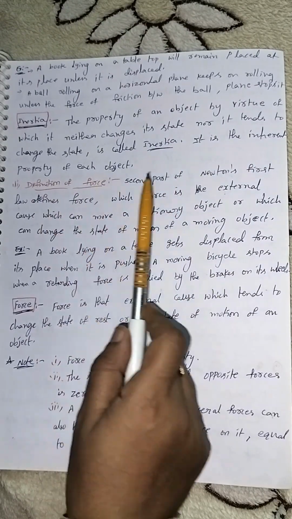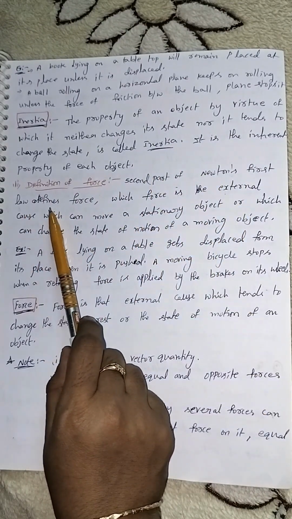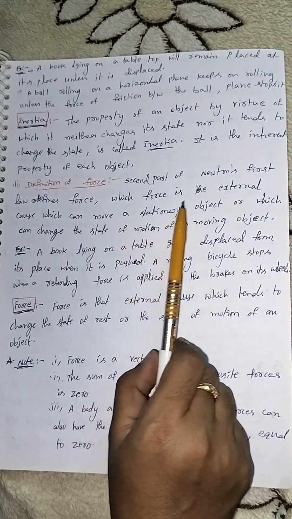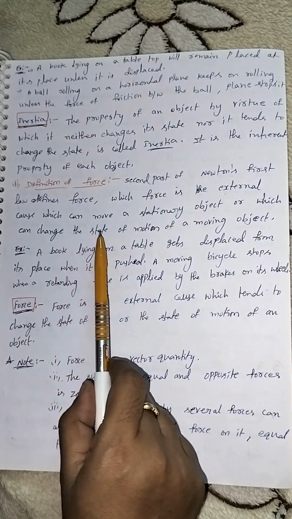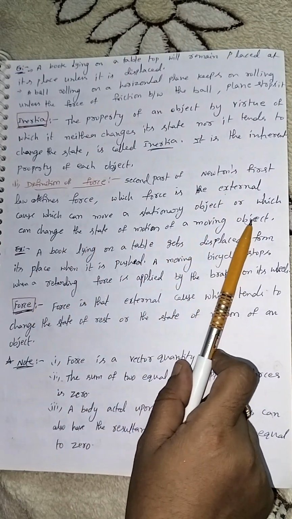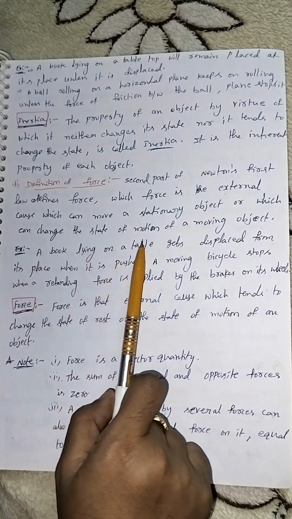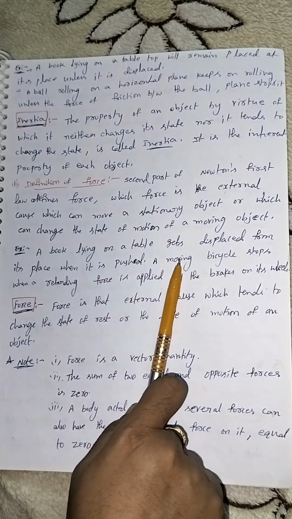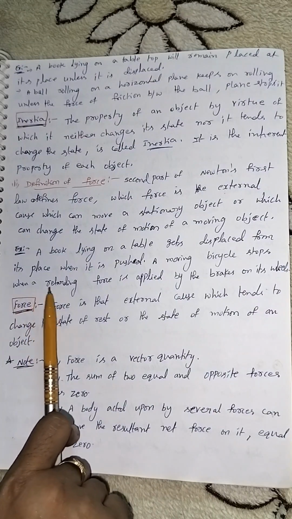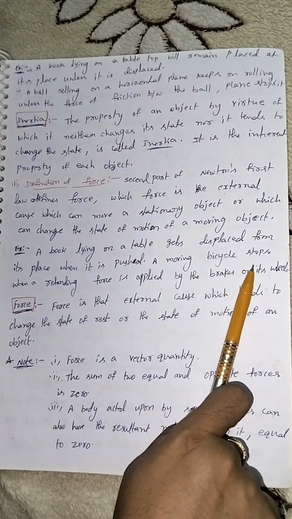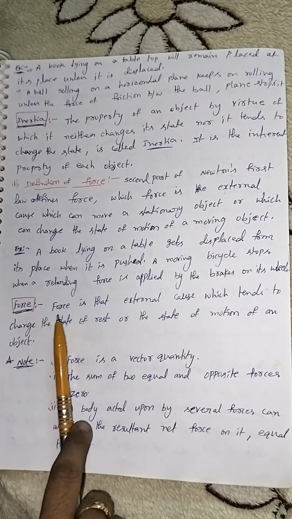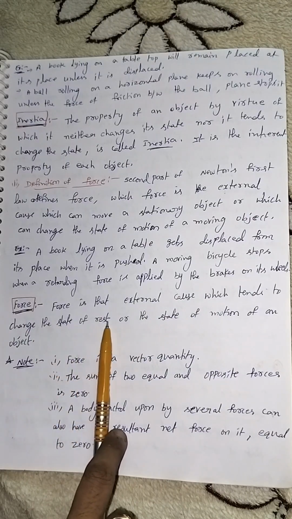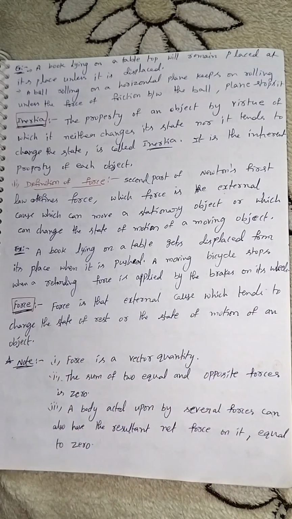Now the definition of force. The second part of Newton's first law defines force. Force is the external cause which can move a stationary object or which can change the state of motion of a moving object. For example, a book lying on a table gets displaced from its place when it is pushed. A moving bicycle stops when a retarding force is applied by the brakes on its wheels. So force is that external cause which tends to change the state of rest or the state of motion of an object.